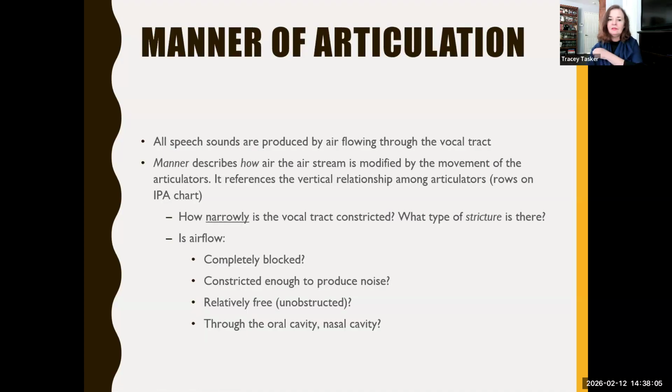Okay. So all sounds are created through airflow going through the vocal tract. Manner is describing how that airstream or airflow is modified. So how narrowly it's constricted. Is it completely blocked, as in the case of a stop, or as we move down that vertical axis, it becomes more and more open. We also make a distinction between whether the oral cavity is closed off or the nasal cavity is closed off. The nasal cavity is only referring to three sounds, the m, n, and ng.